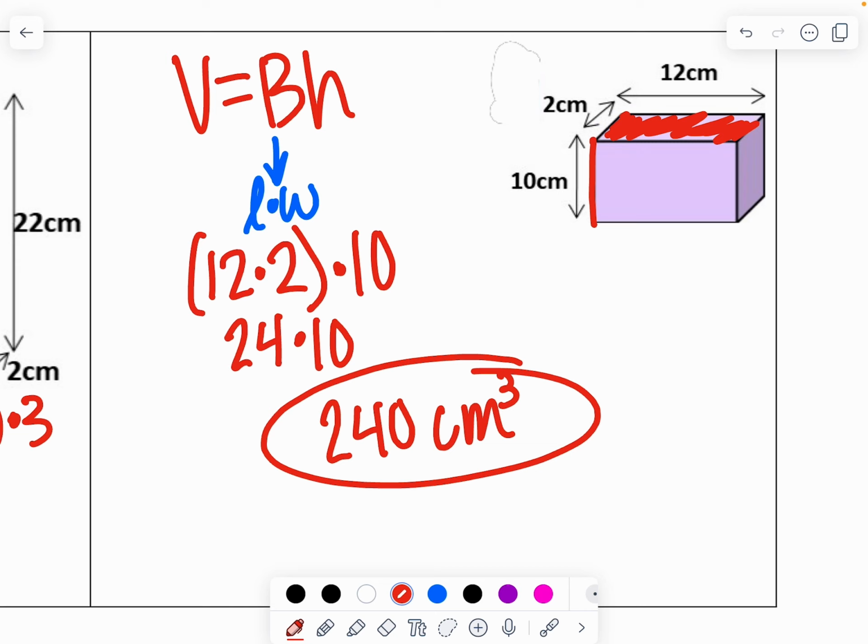So keep in mind that this 24, that is the area of the base, and then you're multiplying it by the height, which is 10. And that's how we get 240 centimeters cubed.